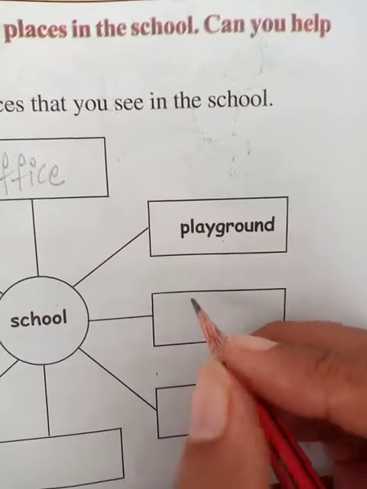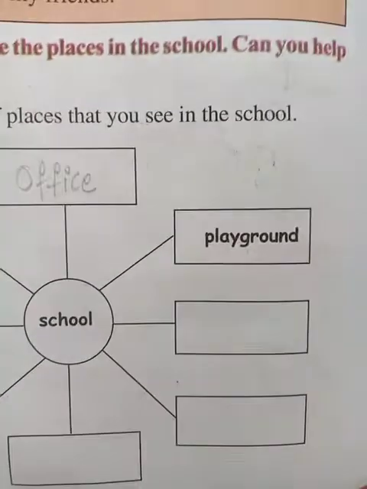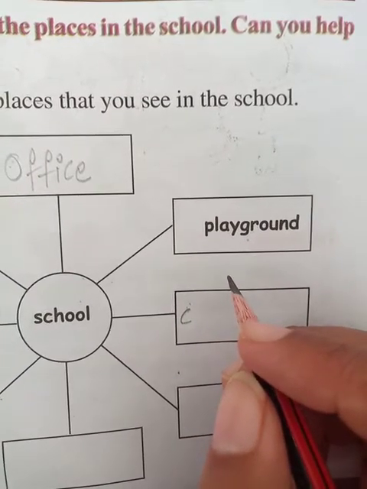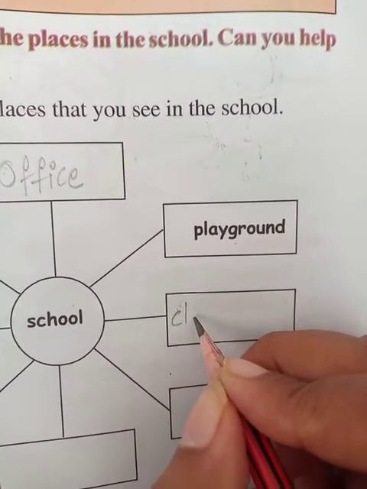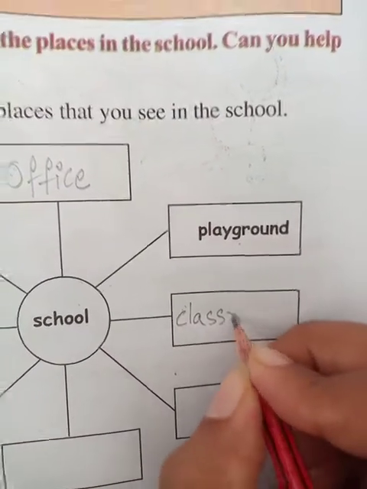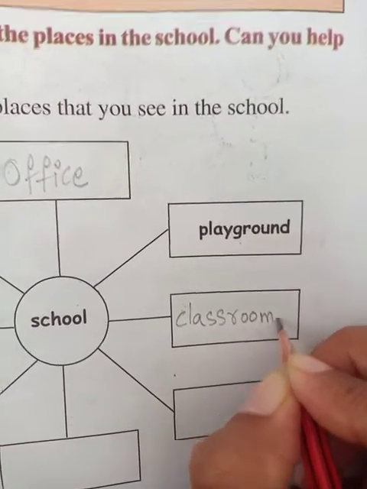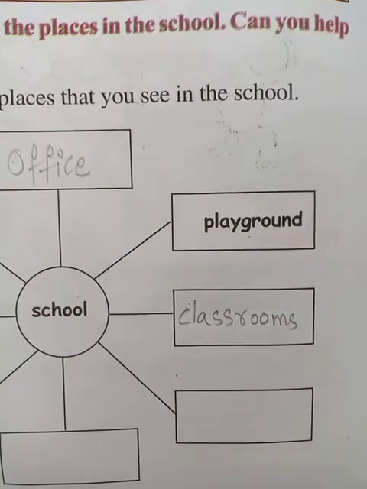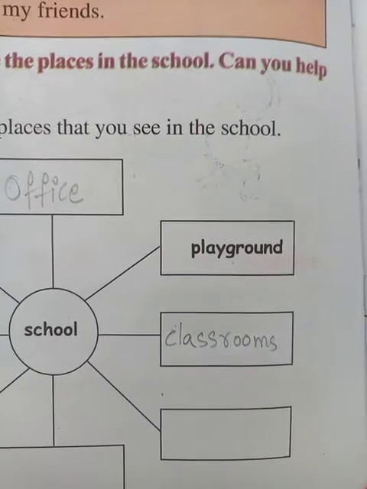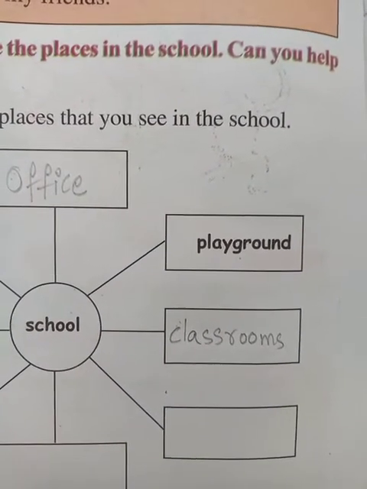Okay. Next, what can you see? Yes, we have classrooms, right? Classrooms, yes or no? So many classrooms. We have nearly 35 classrooms. Write the classroom spelling. What is the classroom spelling? You already know. C L A S S R O O M S. Classrooms. Yes, we have nearly 35 classrooms. Okay. Next.